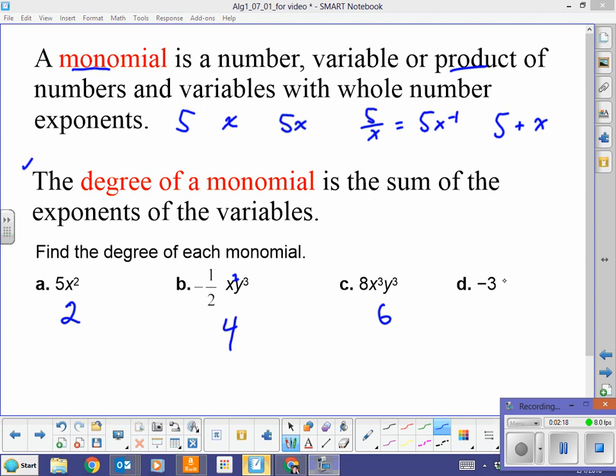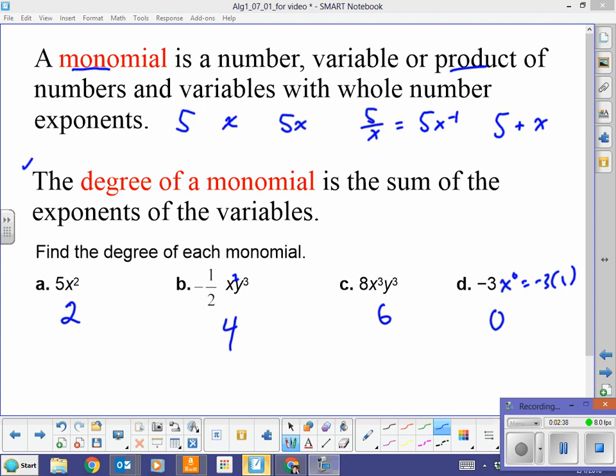The degree here is actually 0, because think of this as like x to the 0 power, right? Any variable to the 0 power is just equal to 1. Any constant, any number without a variable, has a degree of 0.